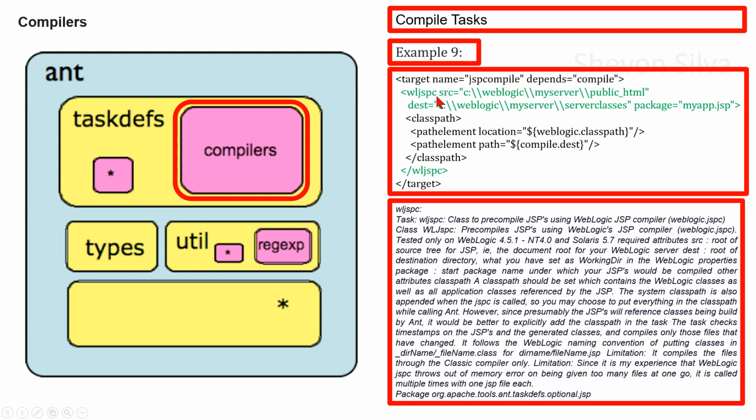weblogic.jspc, tested only on WebLogic 4.5.1, NT 4.0 and Solaris 5.7. Required attributes: src, the root of the source tree for JSPs, that is the document root for your WebLogic server; dest, the root of the destination directory, what you have set as working dir in the WebLogic properties; package, the start package name under which your JSPs would be compiled.